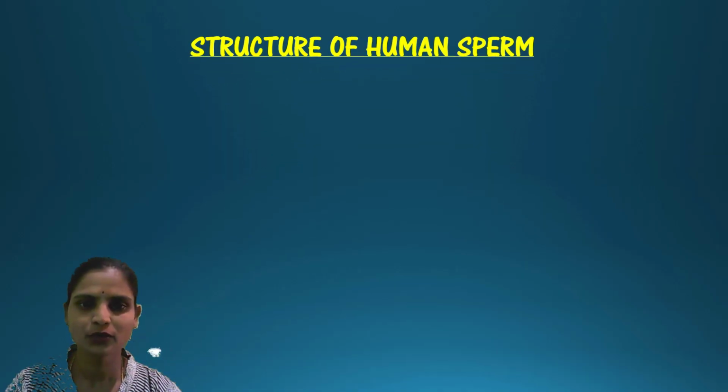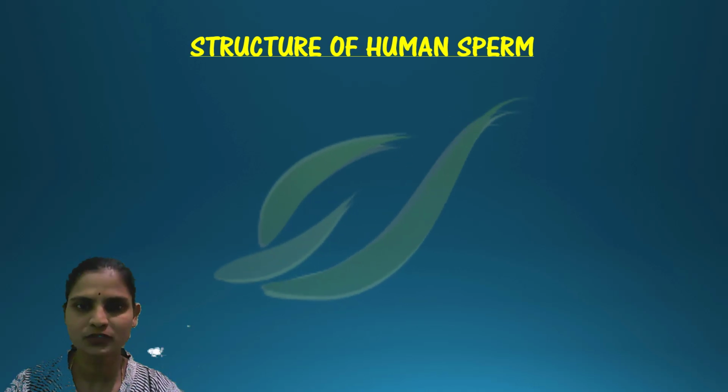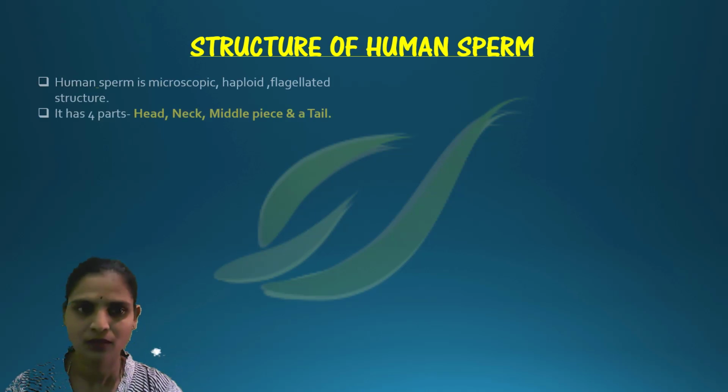In this video, we are going to study the structure of the human sperm. In the earlier video, we studied spermatogenesis and spermiogenesis. Spermatogenesis is the formation of sperms. Spermiogenesis is the transformation of spermatids into sperms. Today we are going to study what exactly the mature sperm structure is.